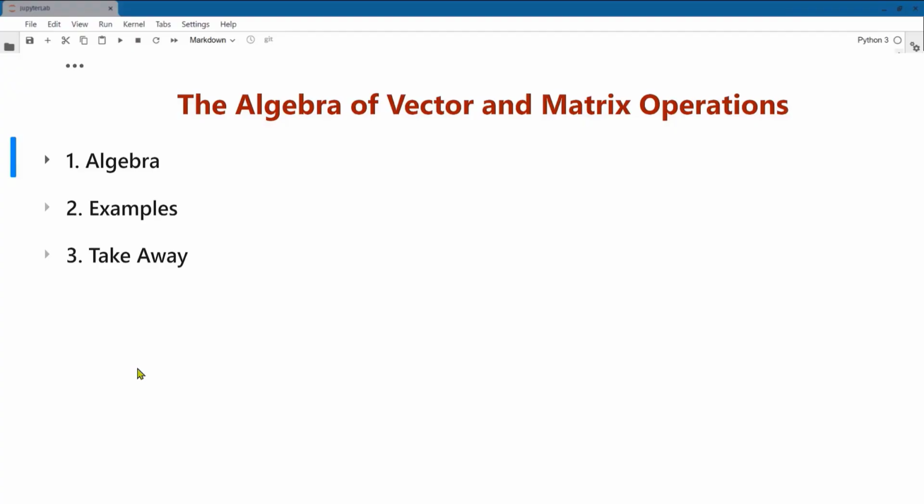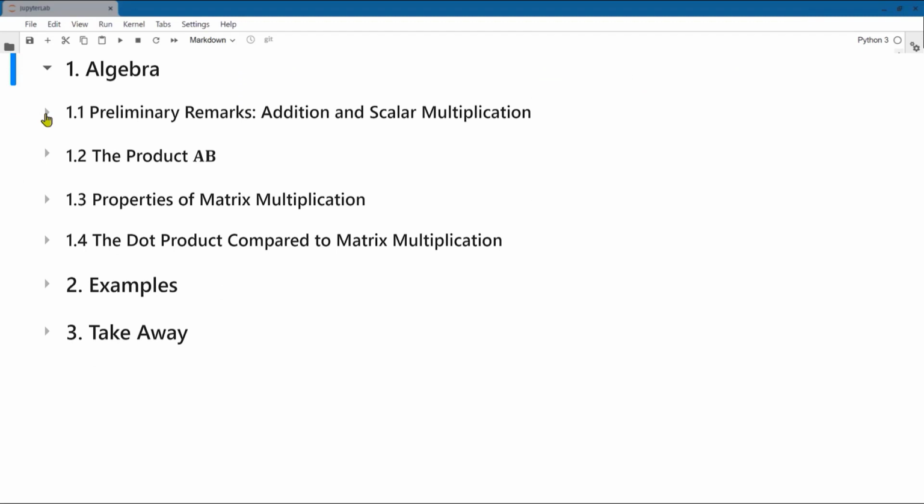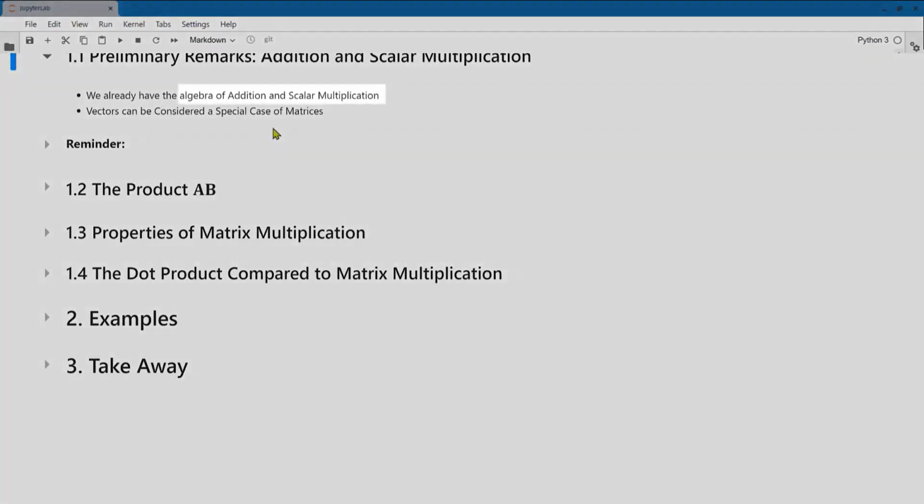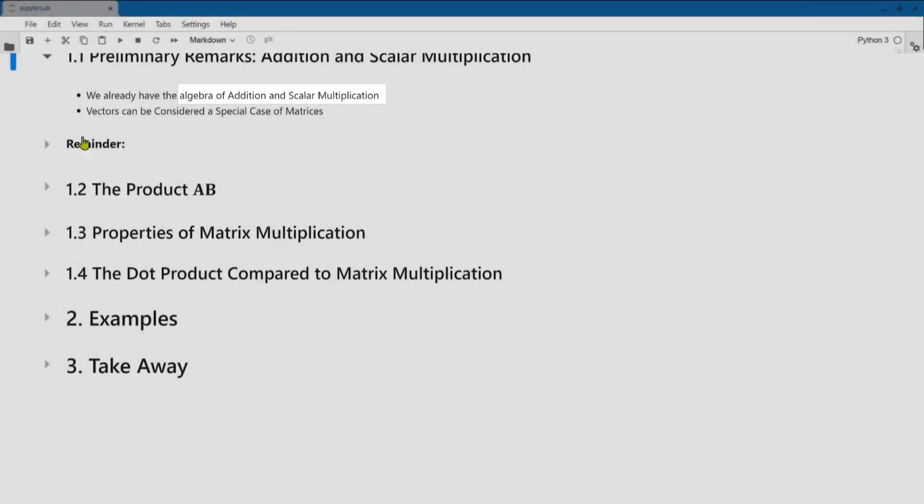Now that we have added multiplication in the form of the dot product for vectors and its generalization, the matrix product for matrices, let's establish the algebra of these operations. So let's look at addition and scalar multiplication in a little more detail. We have already considered the algebra of addition and scalar multiplication, both for vectors and matrices.